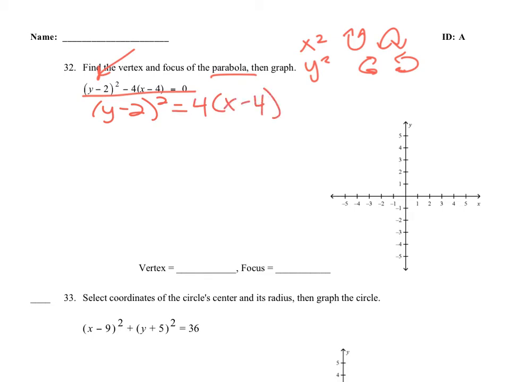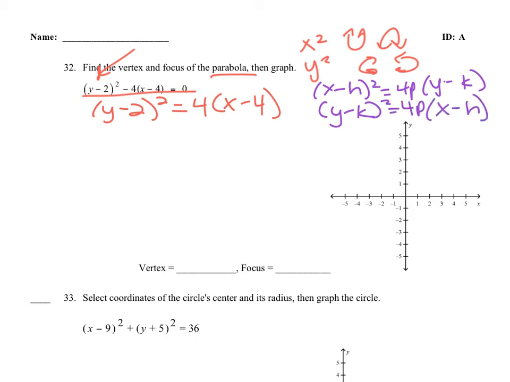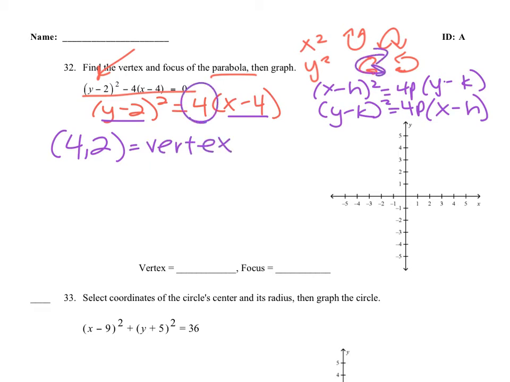And then the standard equation for the parabolas are x minus h squared equals 4p times y minus k, or y minus k squared equals 4p times x minus h. So in this case, the h, k is my vertex, which would be 4, 2. And then this is positive, which means it's going to be pointing to the right. If it was negative, it would point left. And 4p equals 4, which makes p 1.